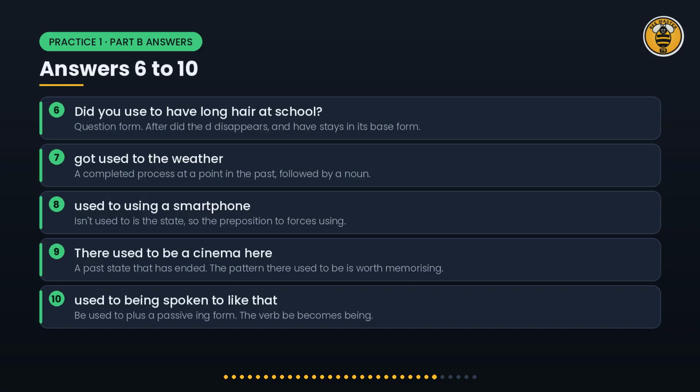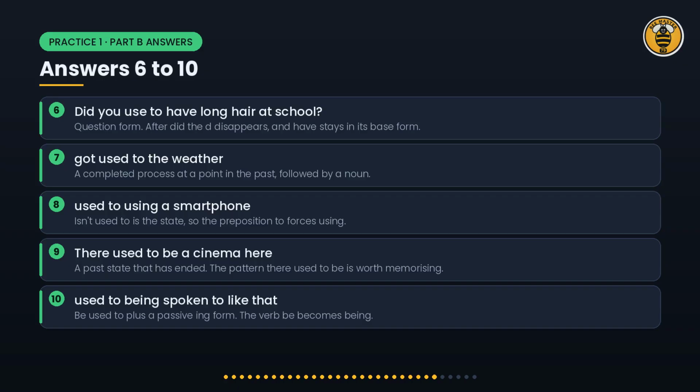8. Used to using a smartphone. The sentence already contains isn't, so this is the state structure and the preposition to forces the ing form, using. 9. There used to be a cinema here, a past state that has ended. That pattern, there used to be, is worth memorizing as a whole chunk.